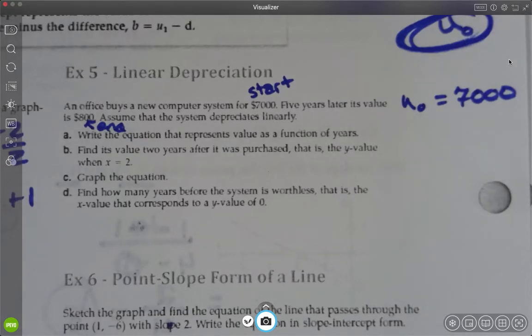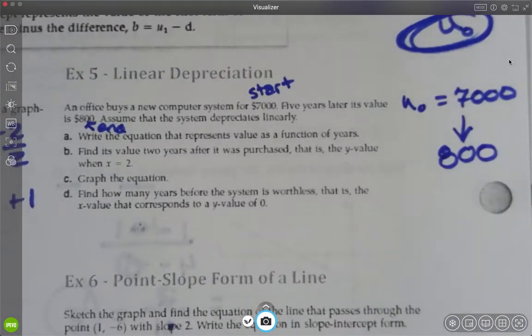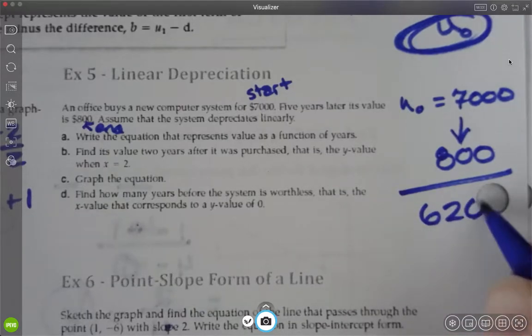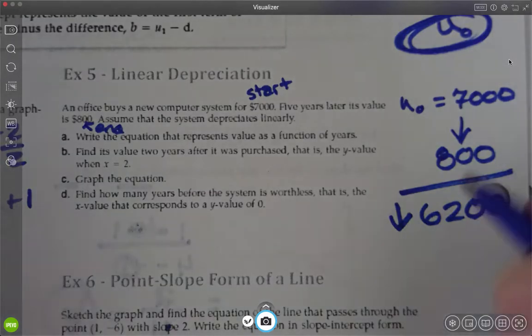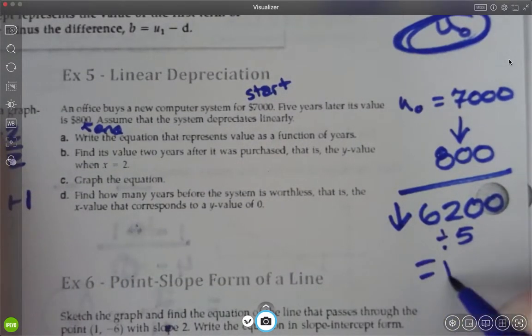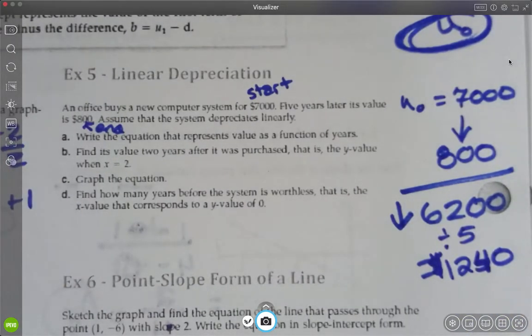$800 is what's left over. How much did it depreciate over that amount of time? If I subtract, 6,200 is how much it went down. In 5 years, 6,200. So how much is it depreciating each year? If I divide that by 5, it is 1240. So 1240 is depreciating each year.